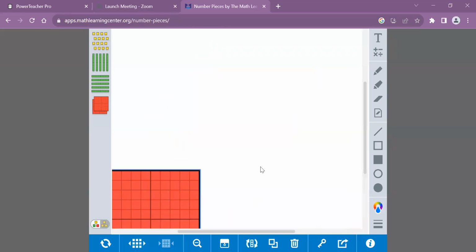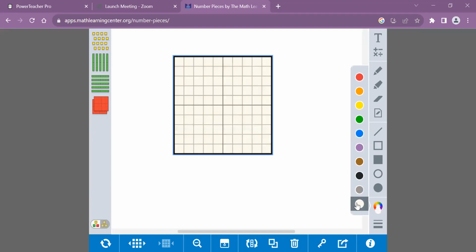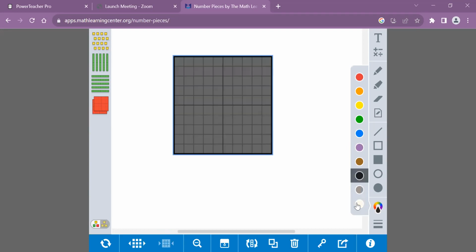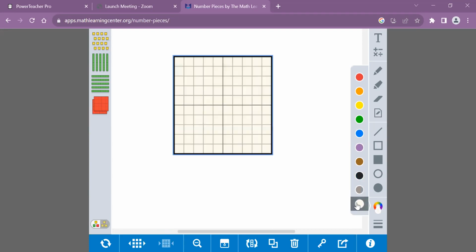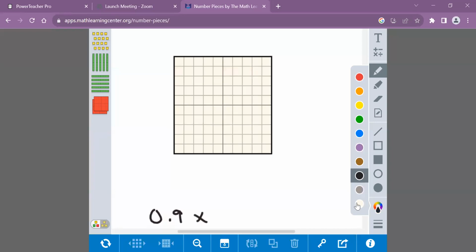So I'm going to pull out another model. I am going to make it a color that's kind of clear so we can shade it in. Let's do something like 9/10 times 1/10. Again, remember, these are rows and columns. This is a row of 9/10, and these are columns of 1/10.